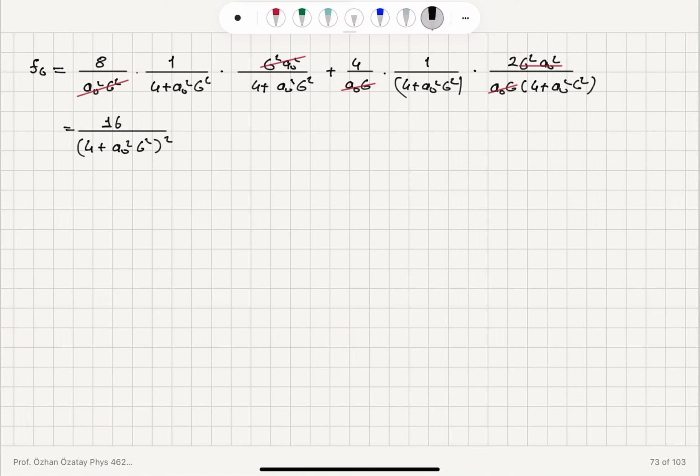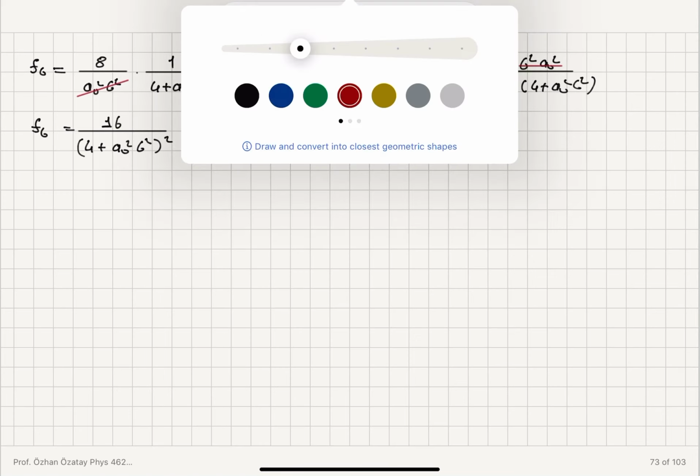And I can see that the atomic form factor varies as 1 over G to the 4th power. On the other hand, when G is equal to 0, the atomic form factor becomes 16 divided by 16, which is 1. So that's basically all the electrons concentrated at the nucleus. So this result was basically what we were supposed to prove.